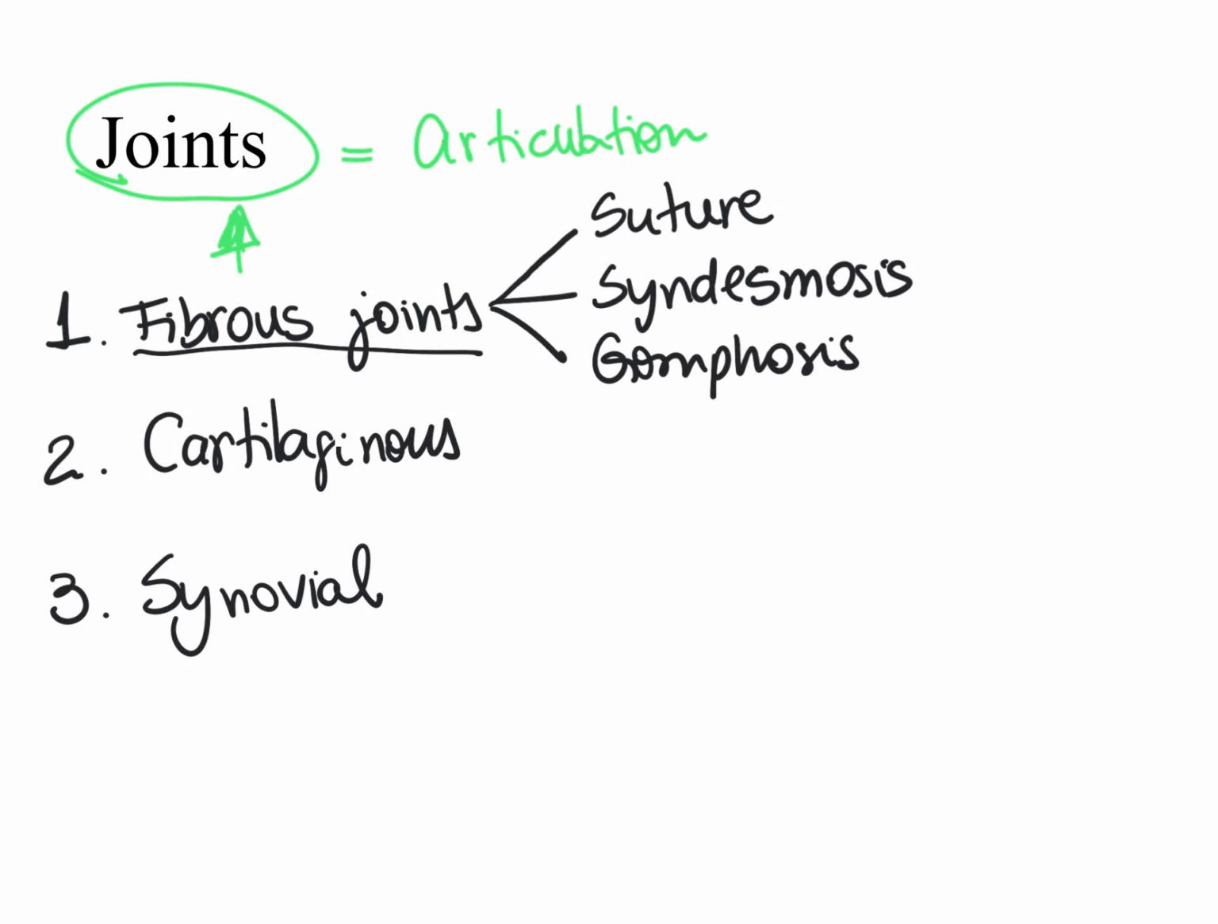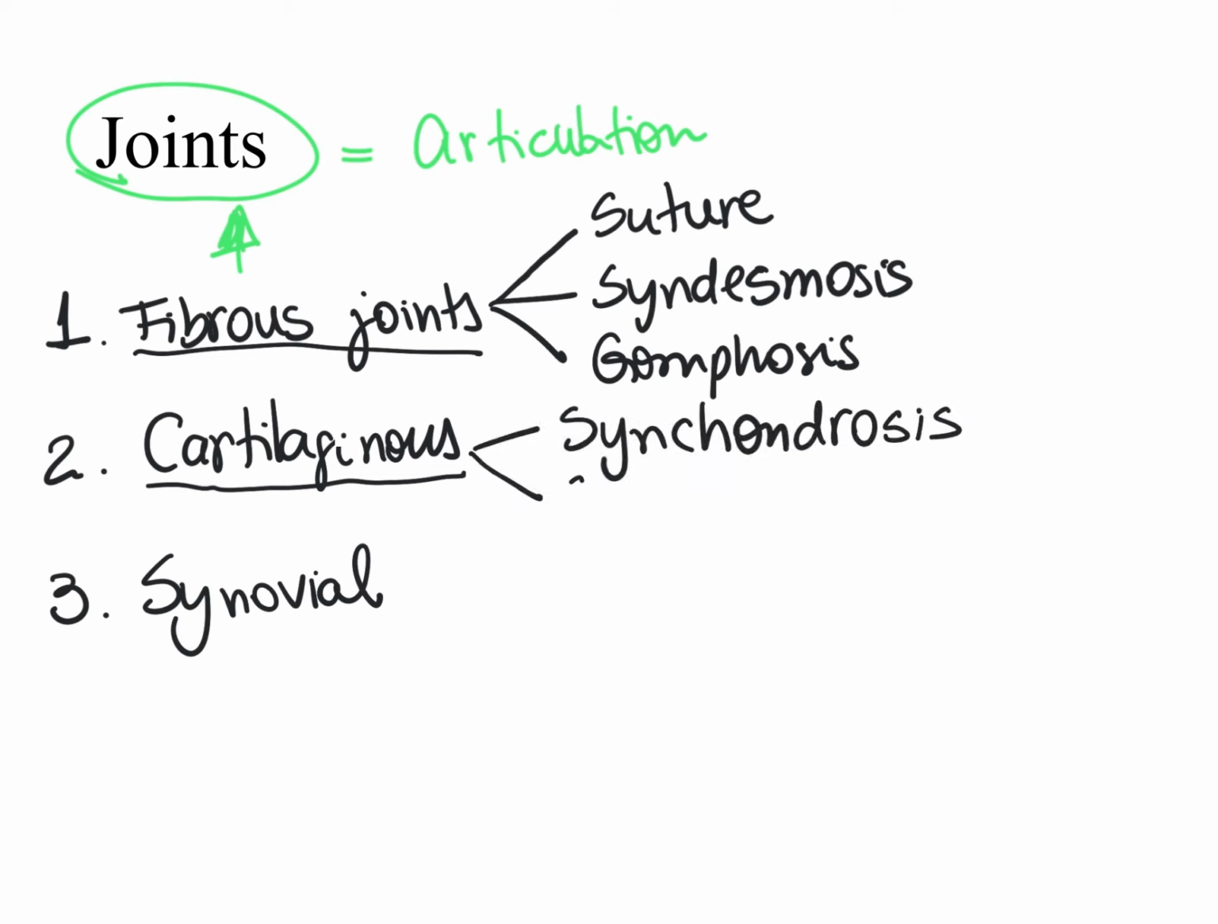Another type of joint based on what we find between the bones is the cartilaginous joint. Now, with this name, guys, you can expect that in the cartilaginous joints, we will find cartilage between the bones. And we have two types of cartilaginous joints. We have the synchondrosis cartilaginous joints, and we have the symphysis cartilaginous joint. And the main difference between synchondrosis cartilaginous joint and symphysis cartilaginous joint is the type of cartilage we will find.